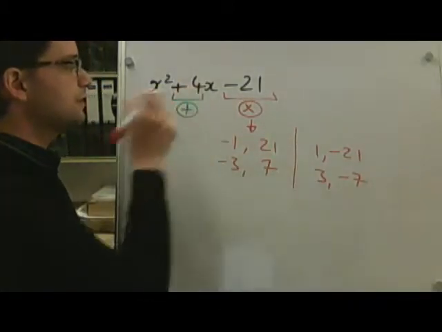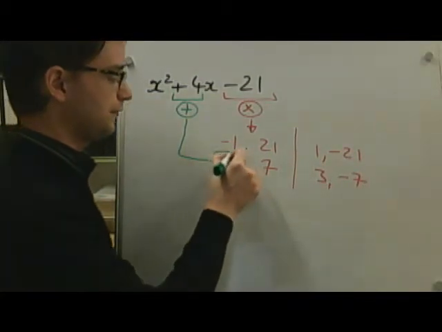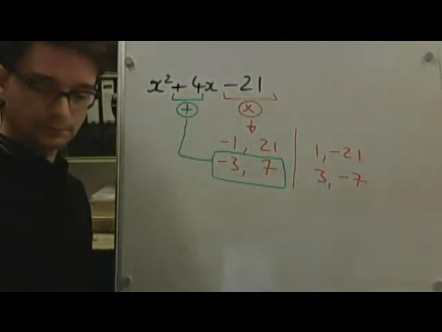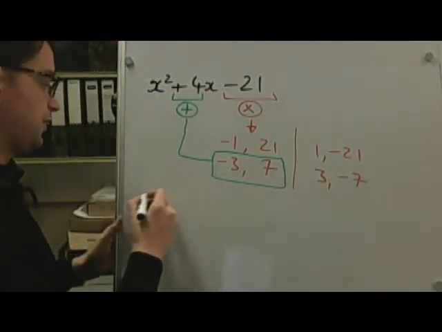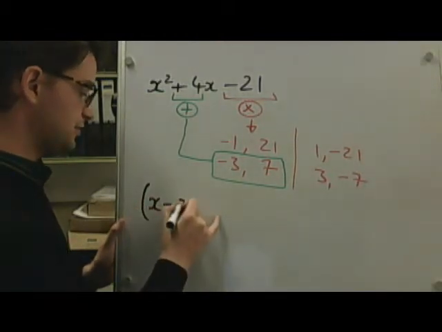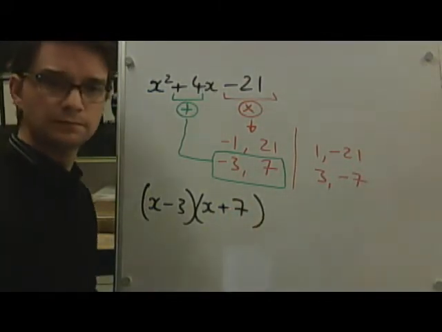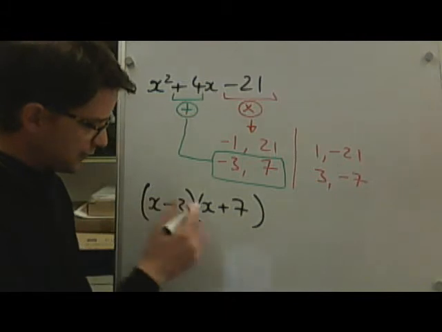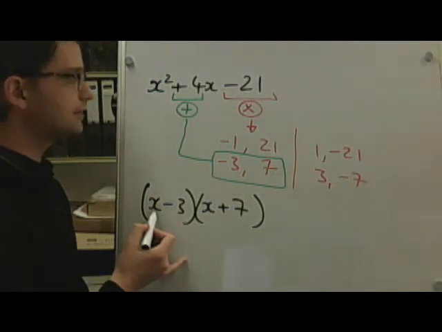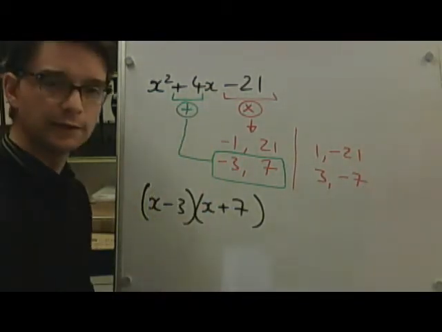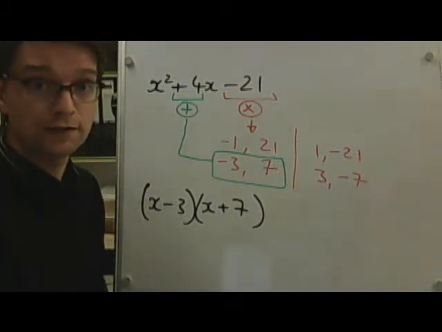Of these, do any of them add up to 4? And I think the answer is this pair. Minus 3 plus 7 is 4. And so I think that tells me that my correct factorisation is x minus 3 and x plus 7. So if I've done this right, when I multiply this out, I get x squared minus 3x plus 7x, which is plus 4x, minus 21. That's how to factorise quadratic expressions.